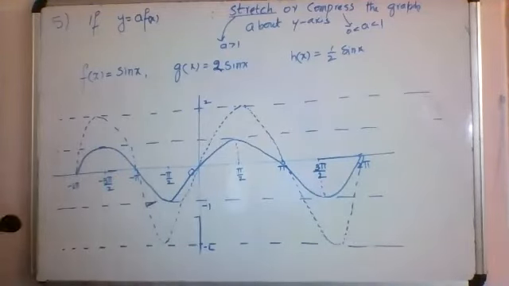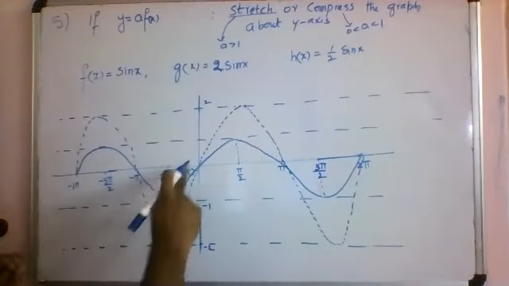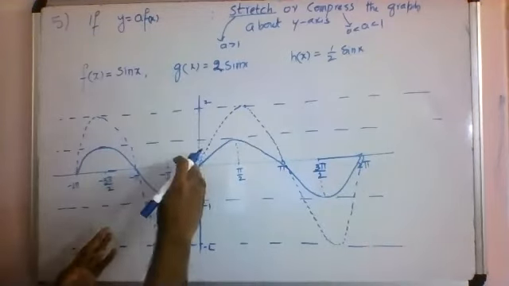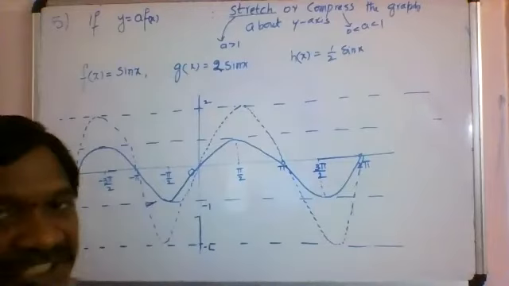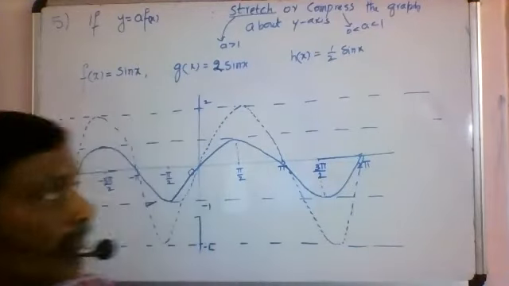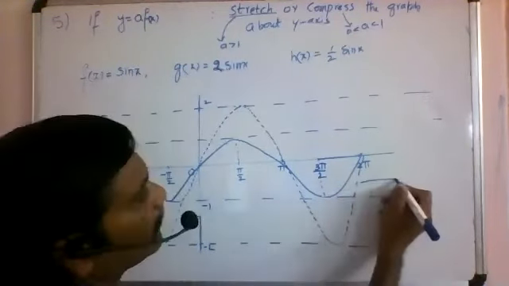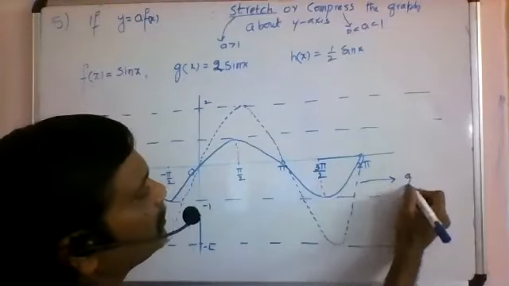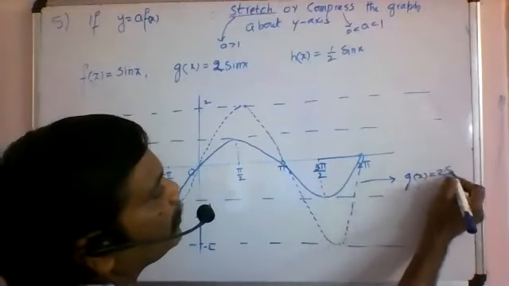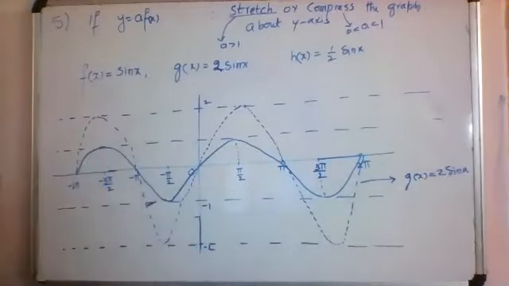So what you understood? Whenever the graph is becoming 0, it reaches 0 only. At maximum and minimum, stretch is required. You have to stretch that diagram. So this is the diagram for g of x is equal to 2 sin x. 2 sin x. Come on, draw this.